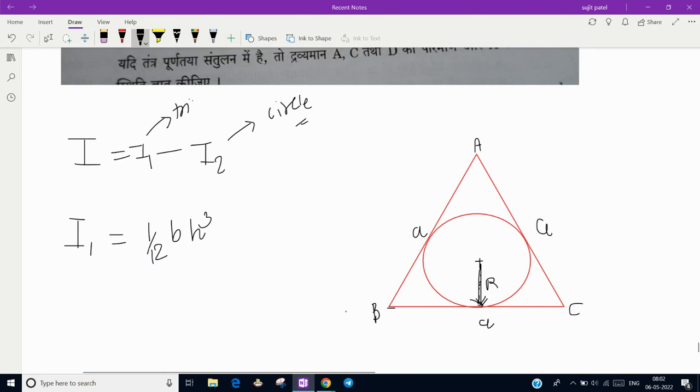So what is the base? Base is A, but what is the height? This height H, so we have to use the Pythagoras theorem. When you bisect this triangle with a vertical line and make a point over here, D, A square is equal to AD square plus BD square. Okay, A square. What is AD square? That is, we have to find our H.